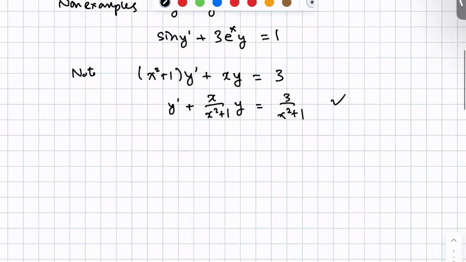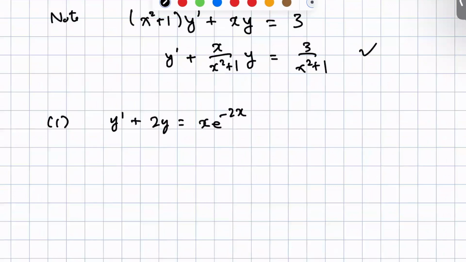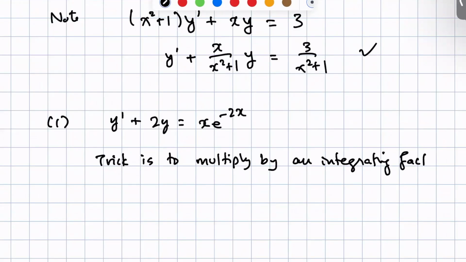So let's take a look at an example and figure out how to do a problem like this. Let's consider y prime plus 2y equals x e to the minus 2x. Right. So here's a trick. The trick is to multiply by what is called an integrating factor. And what is the integrating factor? Sometimes we call it mu. This function mu is achieved in the following way.